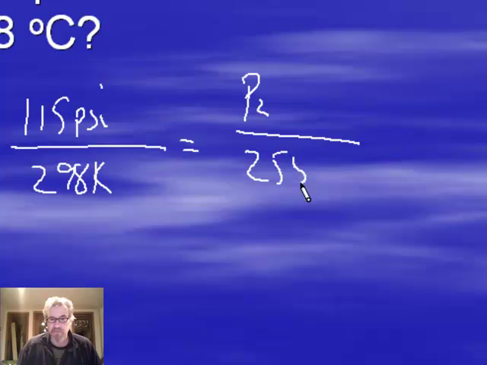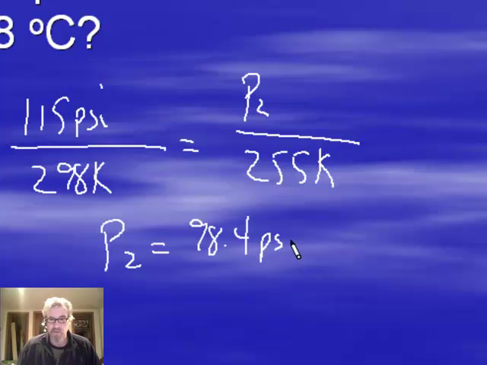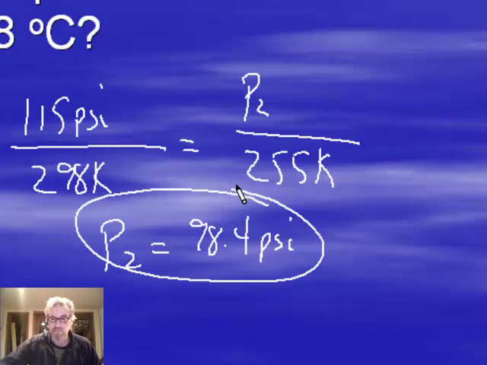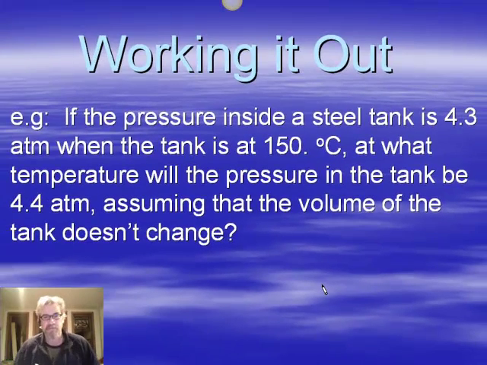255 kelvins. Now I cross multiply and divide. 255 times 115 divided by 298. Kelvins drop out, and I find my second pressure is equal to 98.4 pounds per square inch. You try this one. Stop the video and try and work it out. I'll give you an answer in a minute.